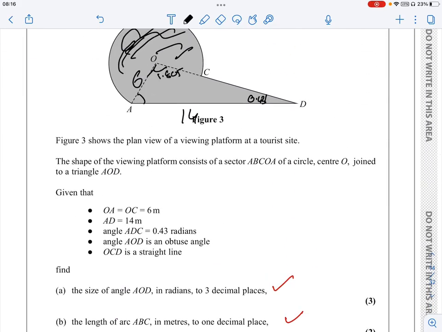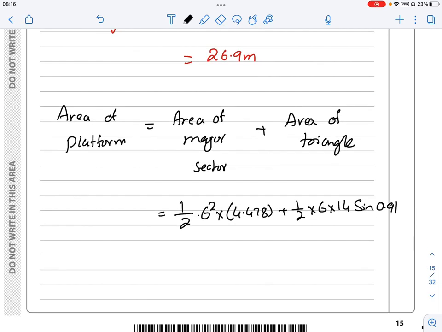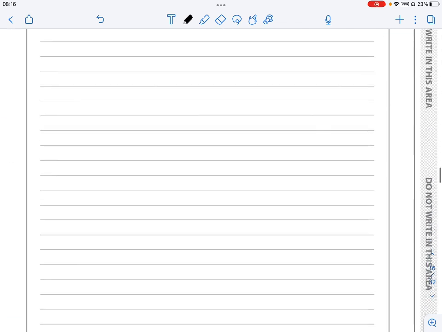So sum of all angles in a triangle is 180. So pi minus 0.43 minus 1.805 gives me nothing but what? 0.91. So 6 times 14 times sine of 0.91. Now simplify that, you should be getting 113.7 meters square. That's going to be the answer.